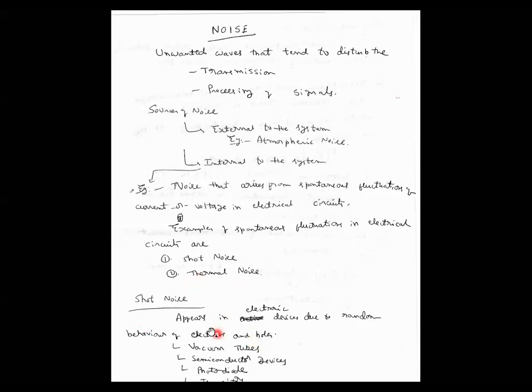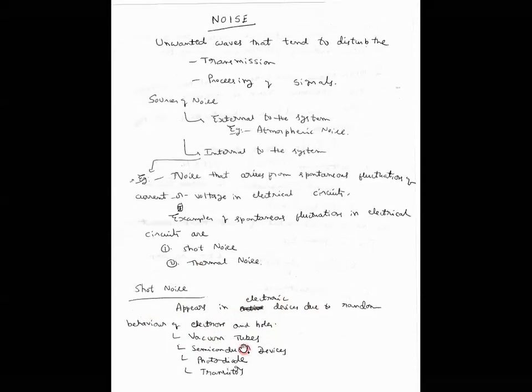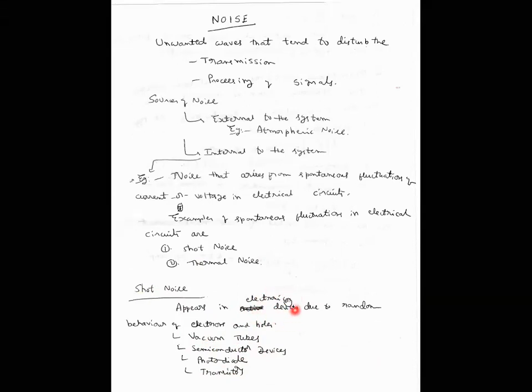What is shot noise? Shot noise appears in electronic devices due to random behavior of electrons and holes. So what are these electronic devices? For example, vacuum tubes, semiconductor devices, photodiodes, transistors, etc. So the keyword here is shot noise appears in such devices due to random behavior of electrons and holes.